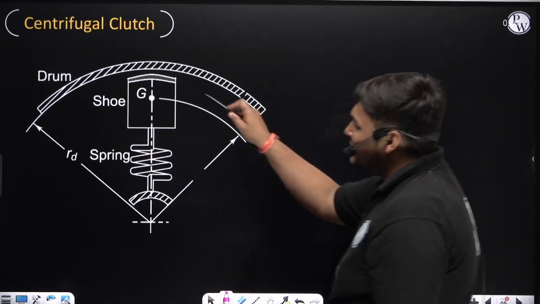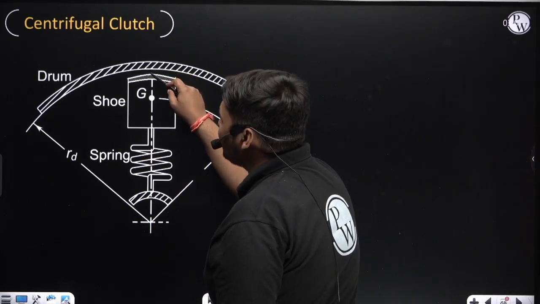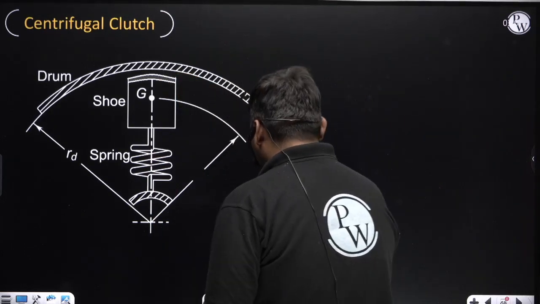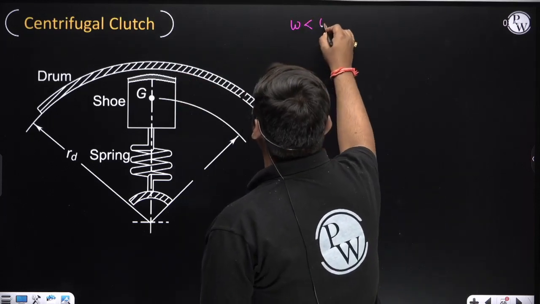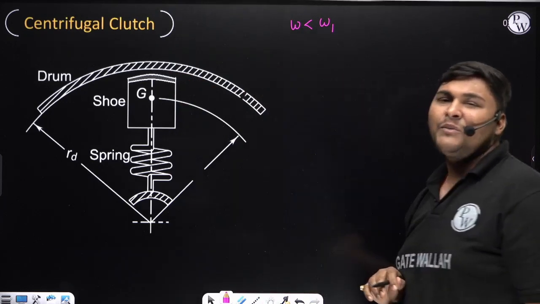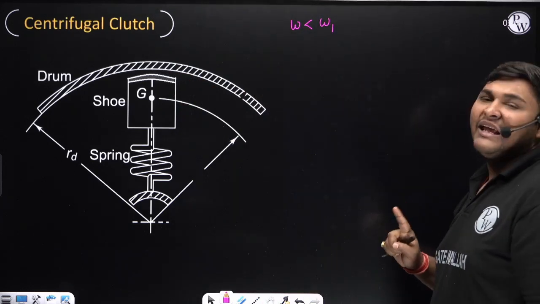Right now, this is the friction lining. There is a gap between the friction lining and the drum. That means at this position, the speed is less than omega 1. Now, what will happen when the speed is less than omega 1?